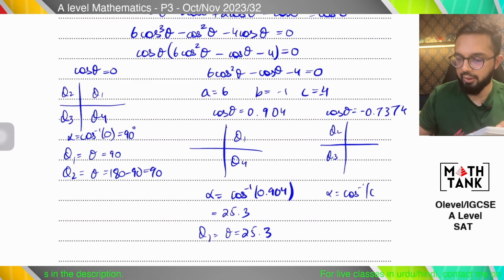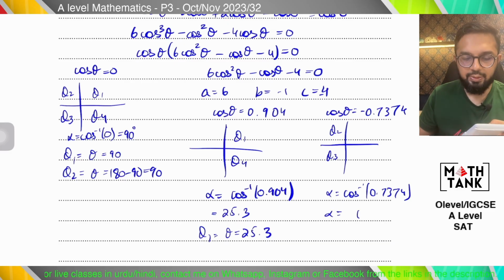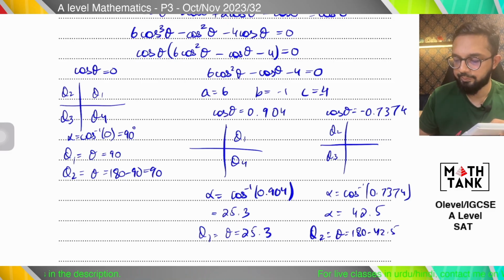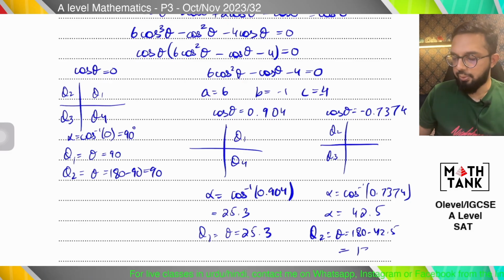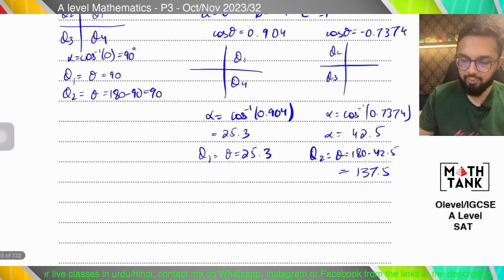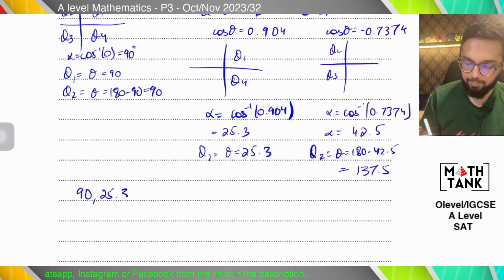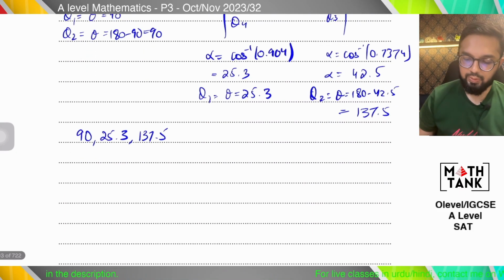Cos inverse of 0.7374. I'm getting alpha as 42.5, and quadrant 2 will give me 180 minus 42.5, which is 137.5. So the three answers are 90, 25.3 and 137.5. Yeah, now those are the correct answers.